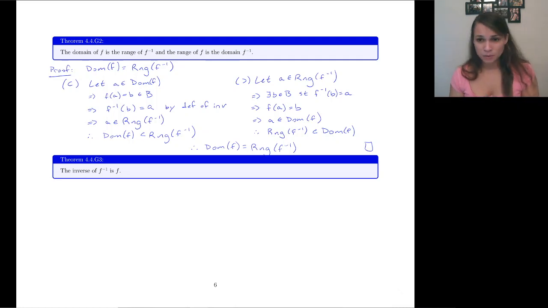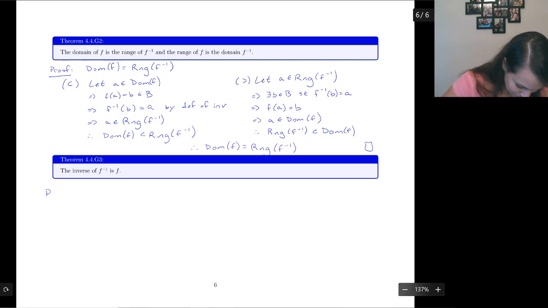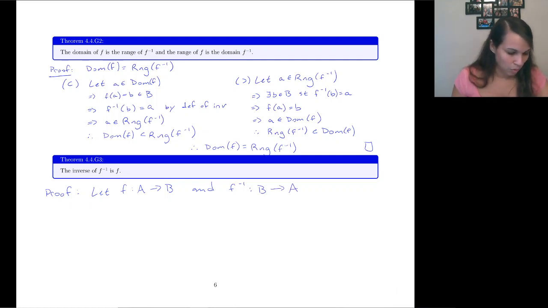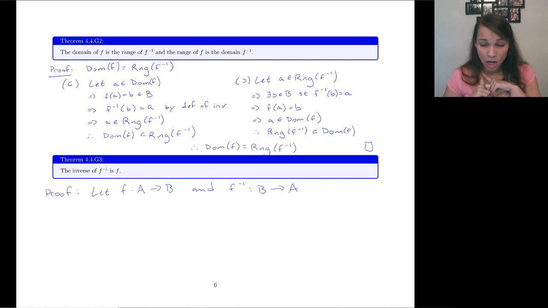And then next what we have is the inverse of f inverse is just f itself. So we know how to prove inverse things, because you just take a bunch of compositions and you'll eventually get there. Let f go from A to B, and f inverse goes from B to A. We could start taking some compositions, or we could start trying to be clever, and I vote for clever.